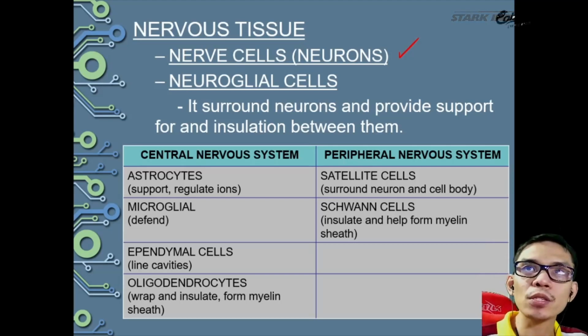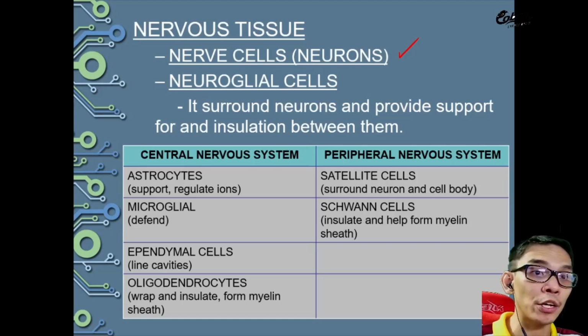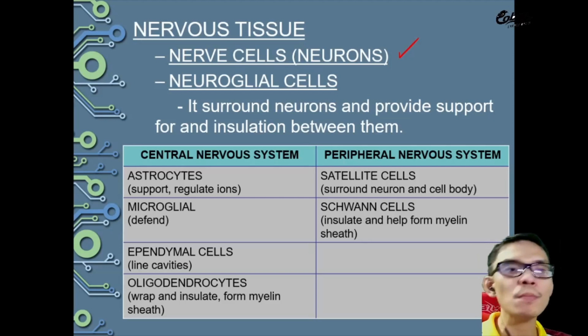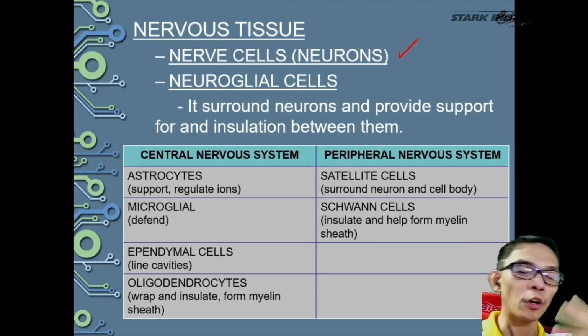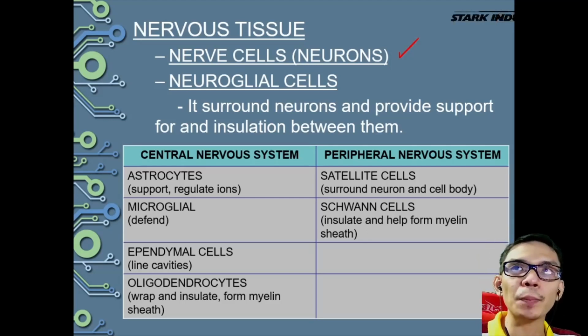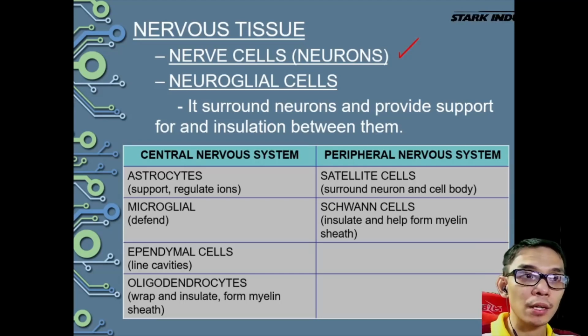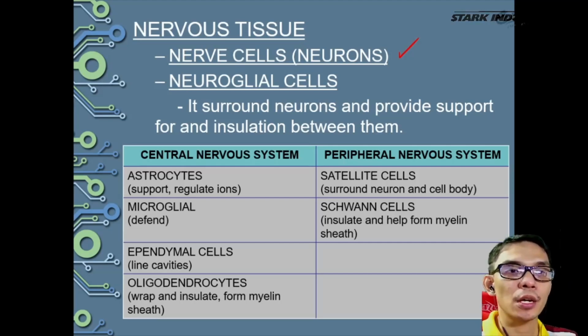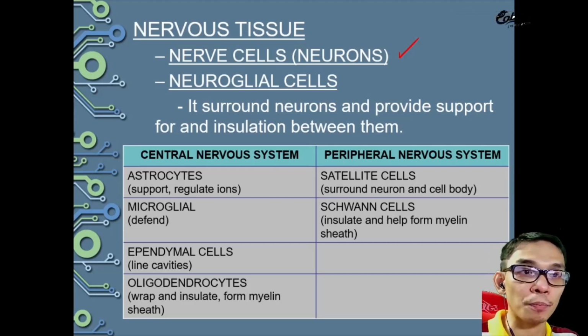The astrocytes are designed to regulate ions. Now, what are the ions found in the nervous system? Calcium, sodium, potassium, chlorine. Those are the typical ions needed in order to maintain the nervous system's function. Without these ions, the nervous system will not function properly.